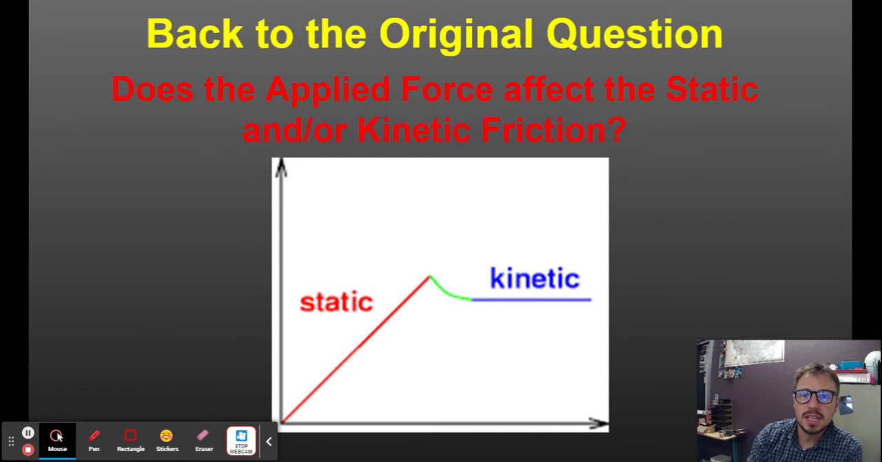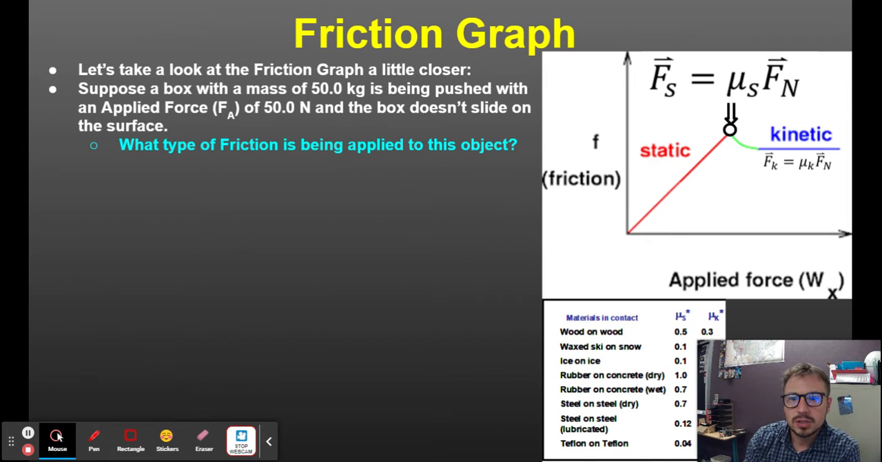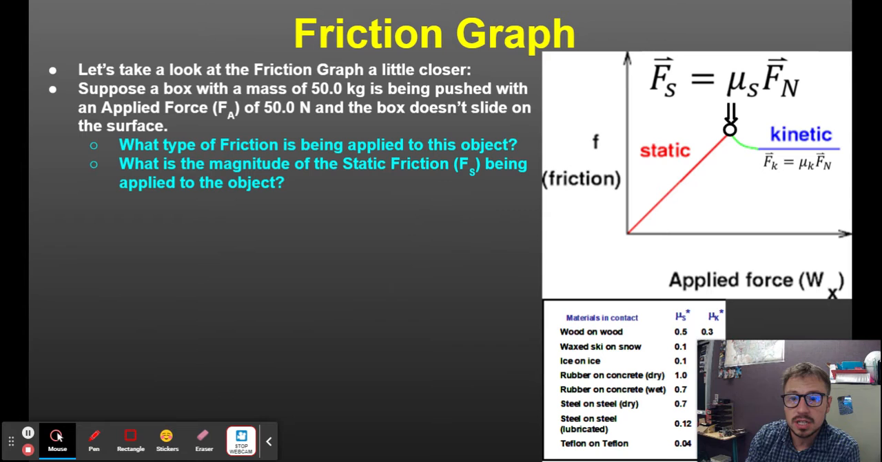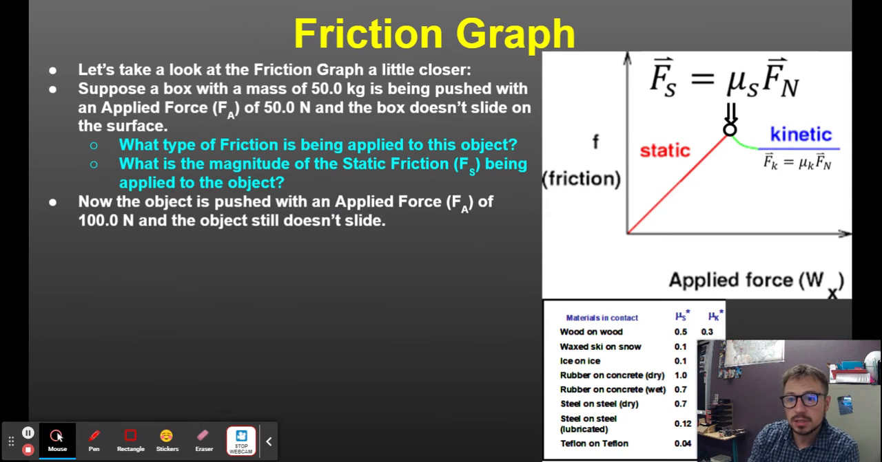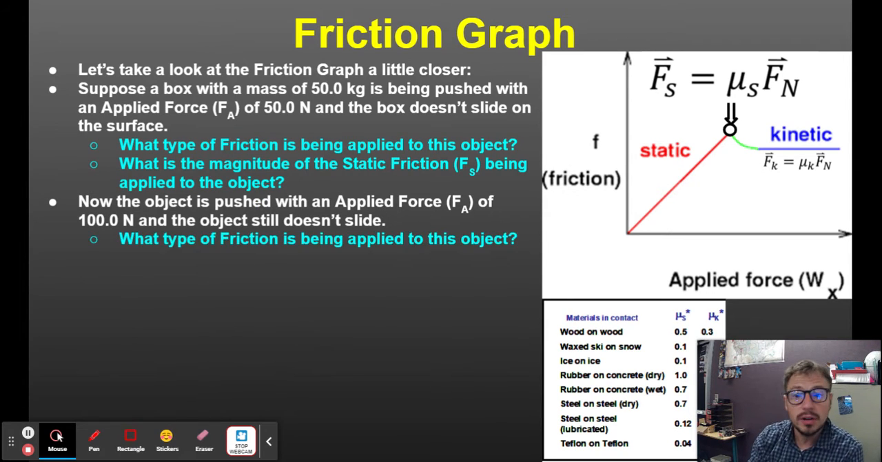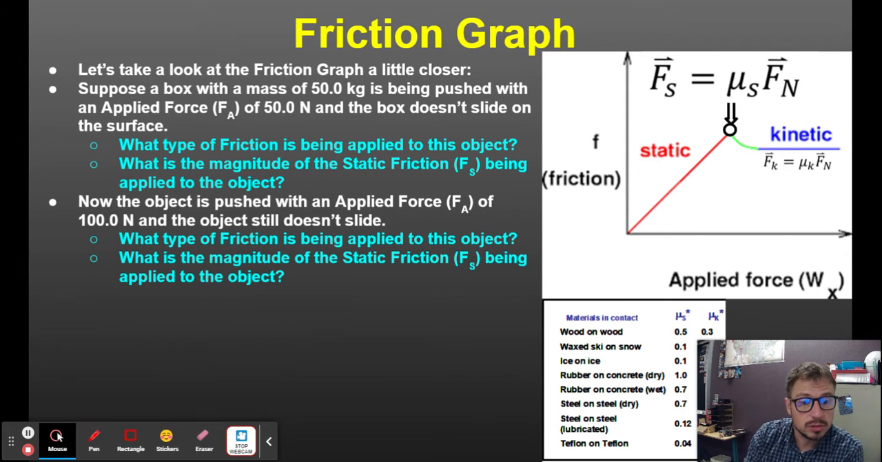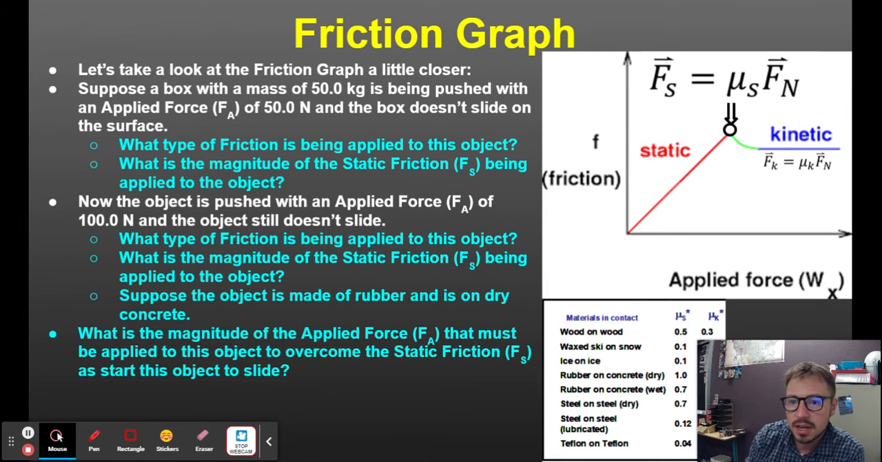Now, does the applied force affect the static friction and or the kinetic friction? Let's just say a box is being pushed with 50 newtons and the box doesn't slide on the surface. Well, no, you have not overcome the static friction force. So the magnitude of the static friction is going to be 50 newtons in the opposite direction. Now, let's just say you push a little bit harder with 100 newtons. Note, you have not overcome static friction. It is not sliding on this table. So it's going to be 100 newtons. It's going to match it one for one. So the frictional force will be 100 until you overcome the maximum amount of static friction these two surfaces can provide.